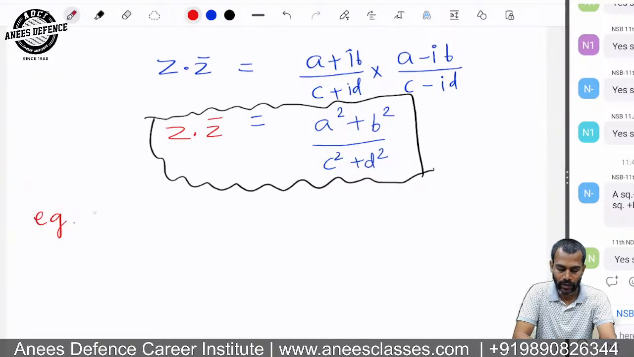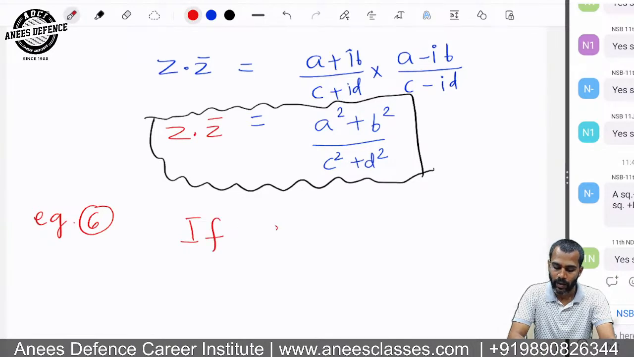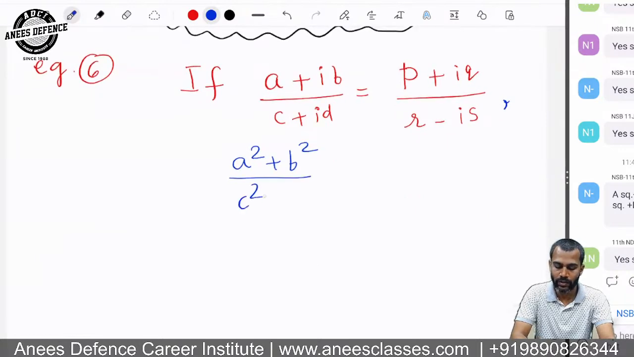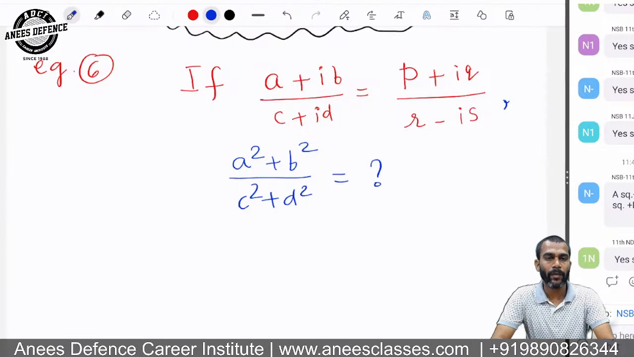Example number 6. If (a plus ib) over (c plus id) is equal to (p plus iq) divided by (r minus is), then you need to find out the value of (a square plus b square) over (c square plus d square). Please try.